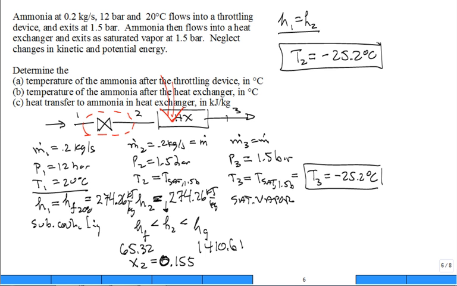This throws students for a loop. This is hard to understand. It goes through the throttling device. It's isenthalpic, and at the lower pressure, some of it vaporizes right away to get into equilibrium, a two-phase mixture, and the temperature drops. The temperature is cold. Then it goes into the heat exchanger, and the temperature stays there, because all it's doing inside the heat exchanger is boiling or evaporating the 85% that was remaining liquid.